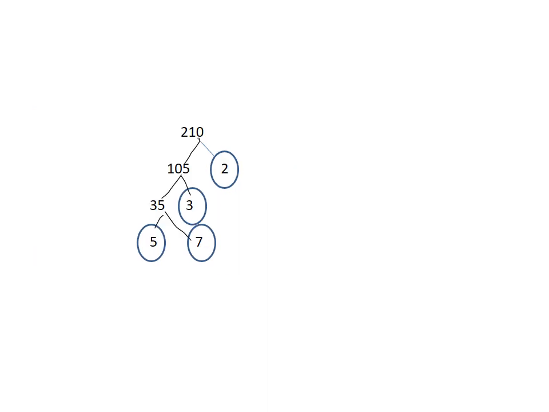Next number is 210. 105 2s are 210. Again we can divide 105 into two parts. 35 3s are 105. 3 is a prime number. Again you divide 35 into two parts. 5 7s are 35. Prime numbers are 5, 7, 3 and 2.